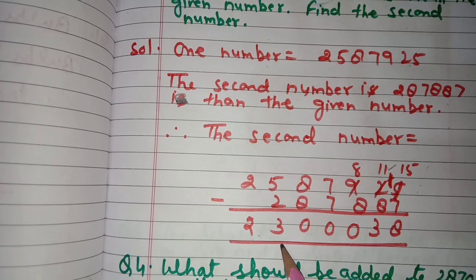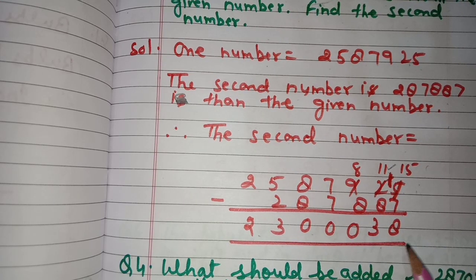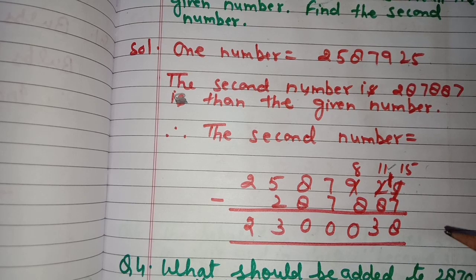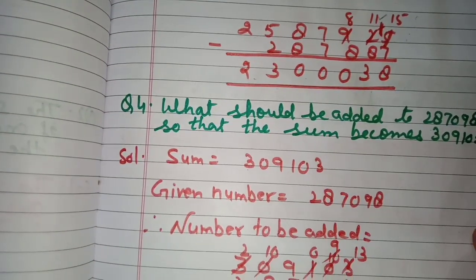So it is 23,38,000. So this is the second number. Fine. So now one number was given to us and the second number we had calculated. Now let's do the next question.